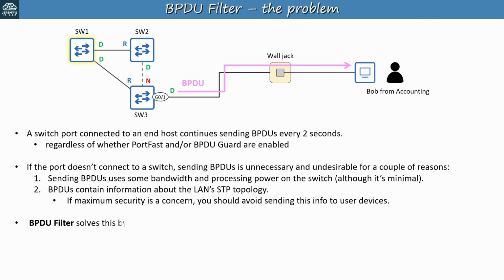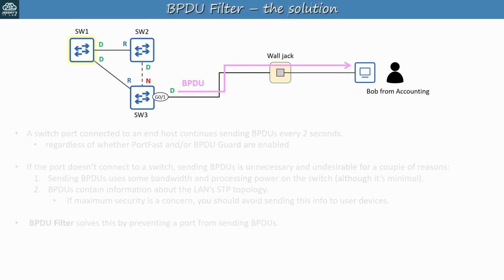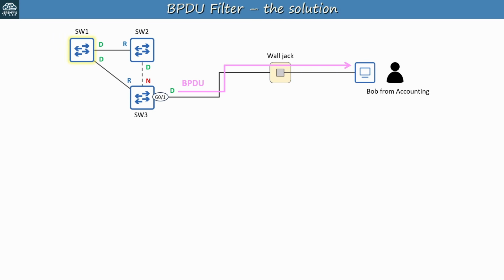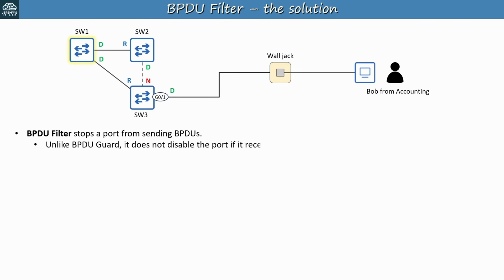BPDU Filter solves this by preventing a port from sending BPDUs. Let's explore how BPDU Filter works. As I just mentioned, it stops a port from sending BPDUs. So if you enable it on switch 3 G0/1, it won't send any more BPDUs to Bob's PC. But unlike BPDU Guard, BPDU Filter doesn't disable the port if it receives a BPDU. How the switch reacts when it receives a BPDU depends on how you configure BPDU Filter. So let's see how to do that.